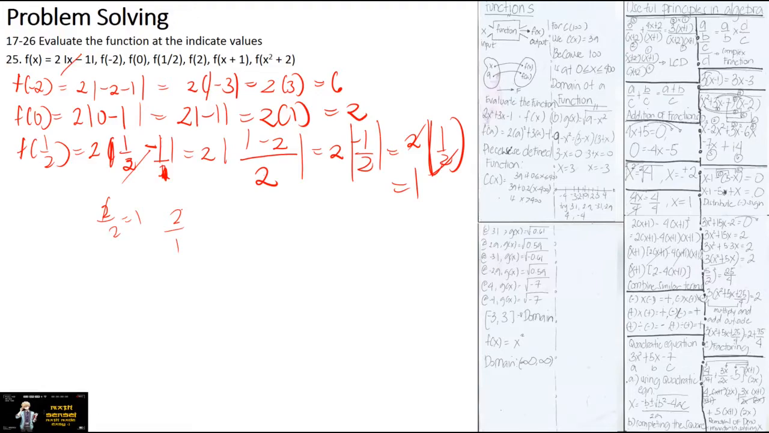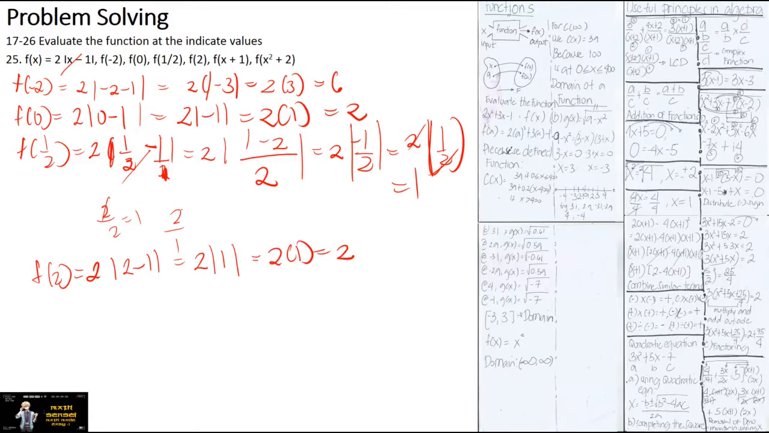Okay. Next is f of 2. F of 2 is 2 times, then you substitute the 2 for x. So that will be 2 minus 1, 2 times the absolute value of 1, which is still positive anyway.